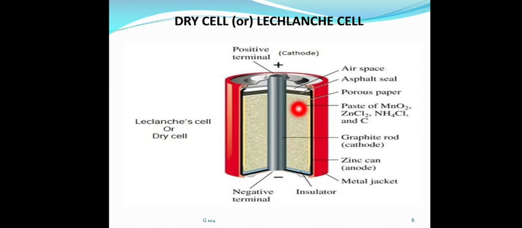In between these two things, what is the paste? Paste of manganese dioxide, zinc chloride and ammonium chloride along with carbon powder or starch, to put it in a gel state, or paste. So this is the construction of the dry cell.